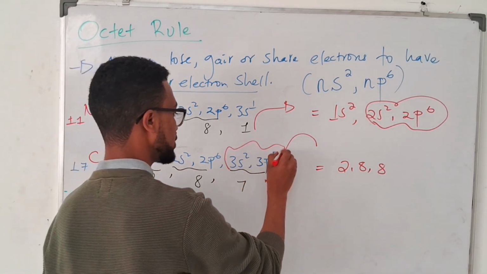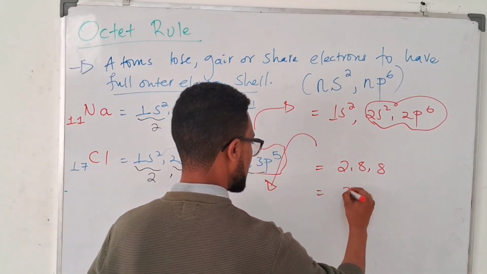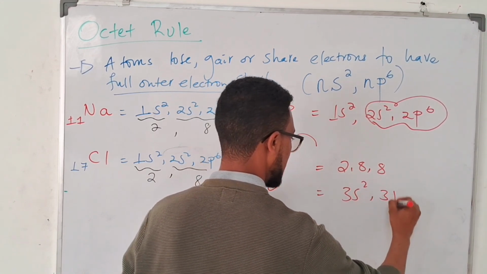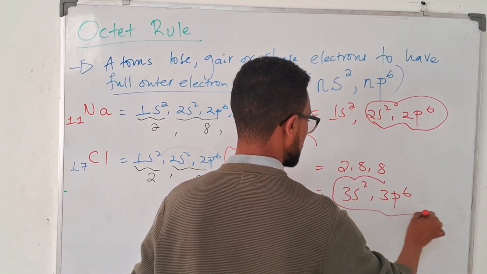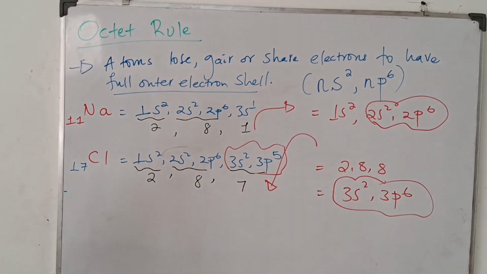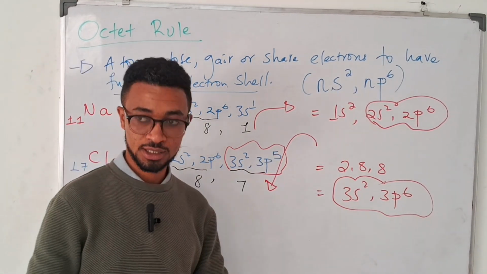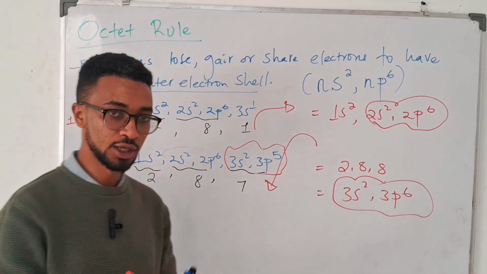This is its outer configuration. This will be 3s2, 3p6, which is a full outer electron configuration, making it look like a noble gas. So this is basically the octet rule.